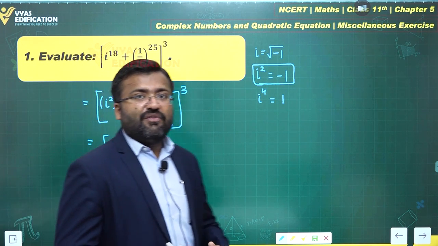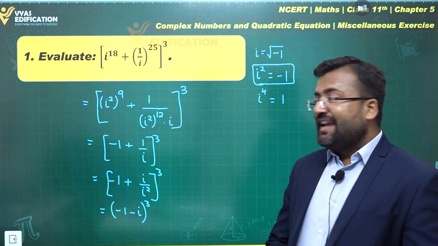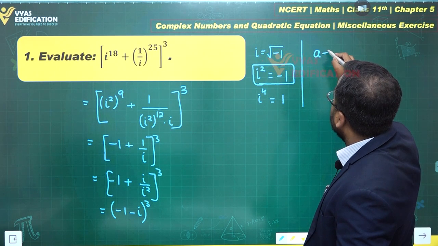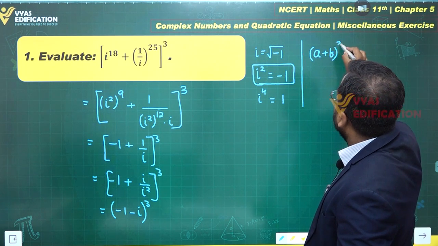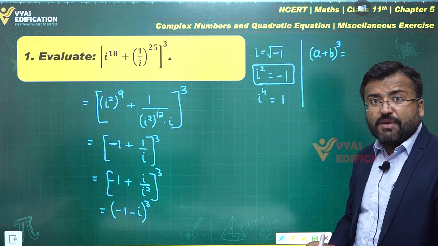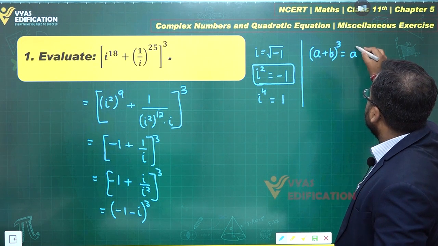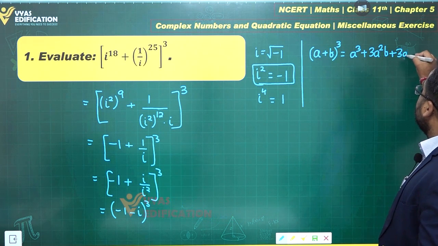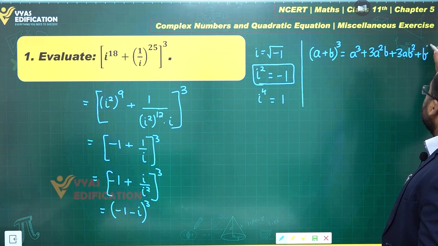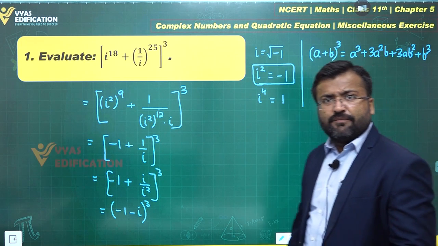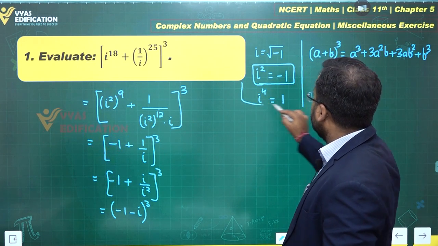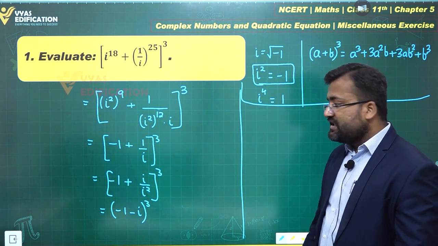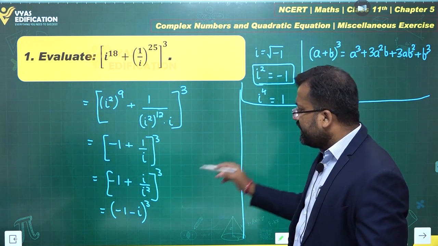And yes, can you simplify this further? So we'll require something else. What will be required for simplifying this further? We'll require the formula of a plus b power 3. What is the formula for a plus b power 3? This is a power 3 plus 3a square b plus 3ab square plus b power 3. This is the formula for this. So can we use the formula to simplify this expression further? Yes, we can. So let's continue from here.